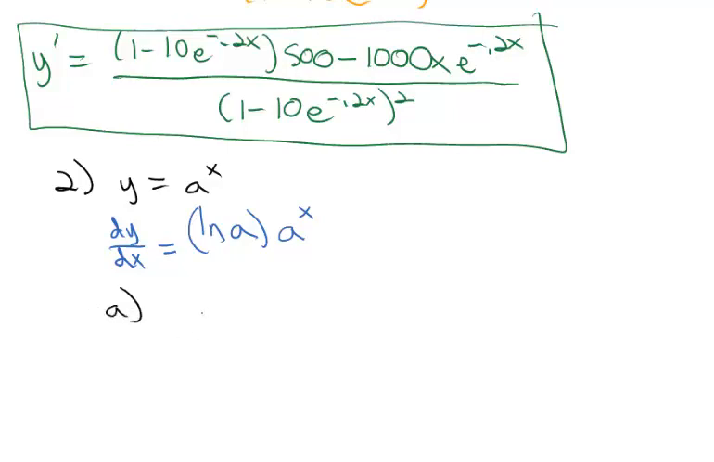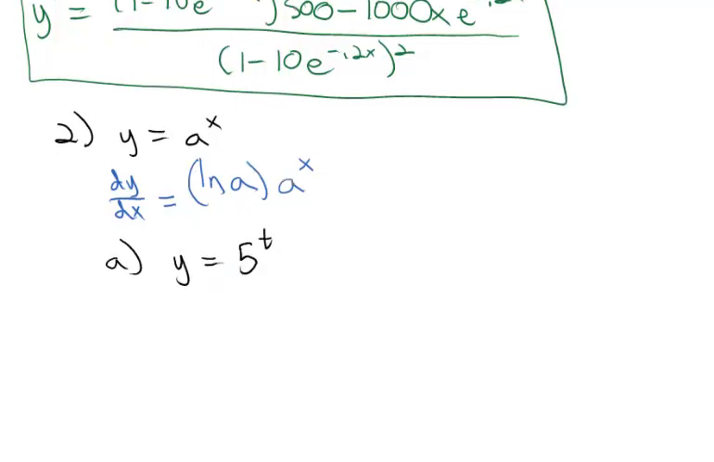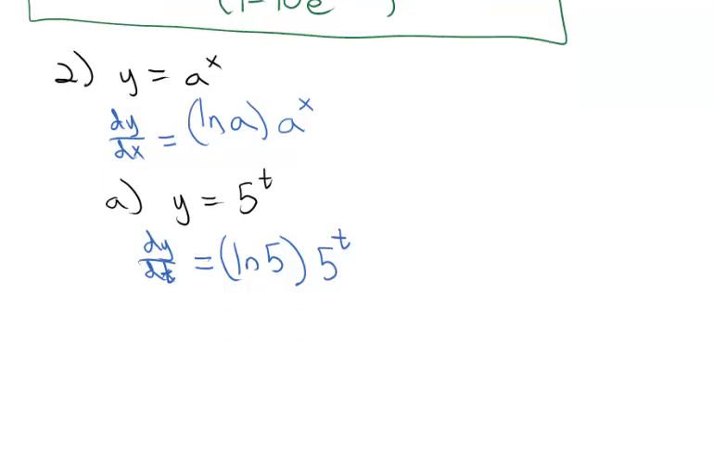So if we've got y equals 5 to the t power, dy dx is equal to, we take the natural log of the base times the power, 5 to the t. Keep track of the variable. So it's dy dt, actually. So the natural log of the base times 5 to the t.